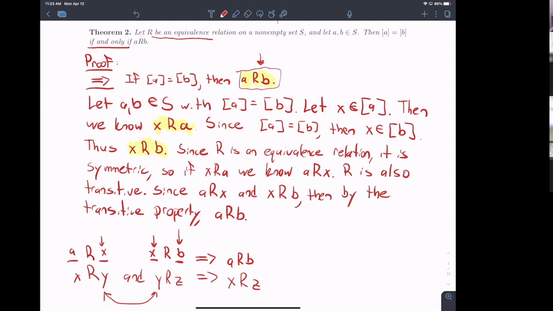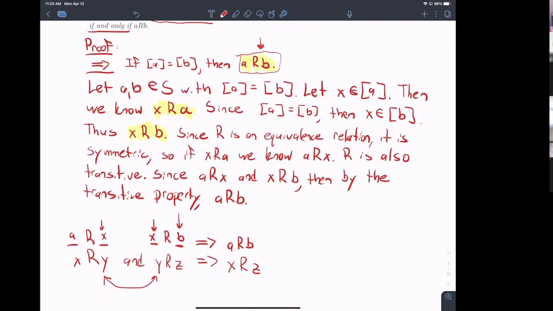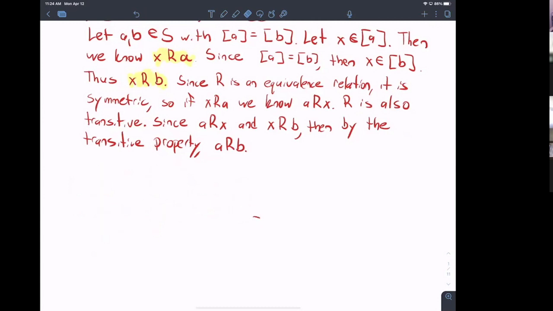Okay, any questions about that? Okay, so this tells us if two equivalence classes are equal to each other, then the representatives of those classes have to be related to each other. That's what we're getting from that direction. Okay, then let's take a look at the reverse direction. Again, labeling these directions is really helpful.